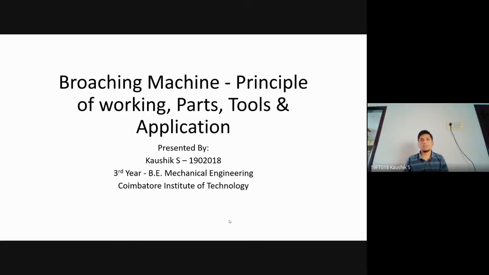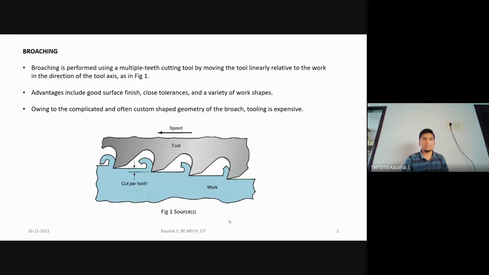Now I'm going to present on the topic of broaching machine, the principle of working, parts, tools, and its application. Broaching is performed using a multi-teeth cutting tool by moving the tool linearly relative to the workpiece in the direction of the tool axis.